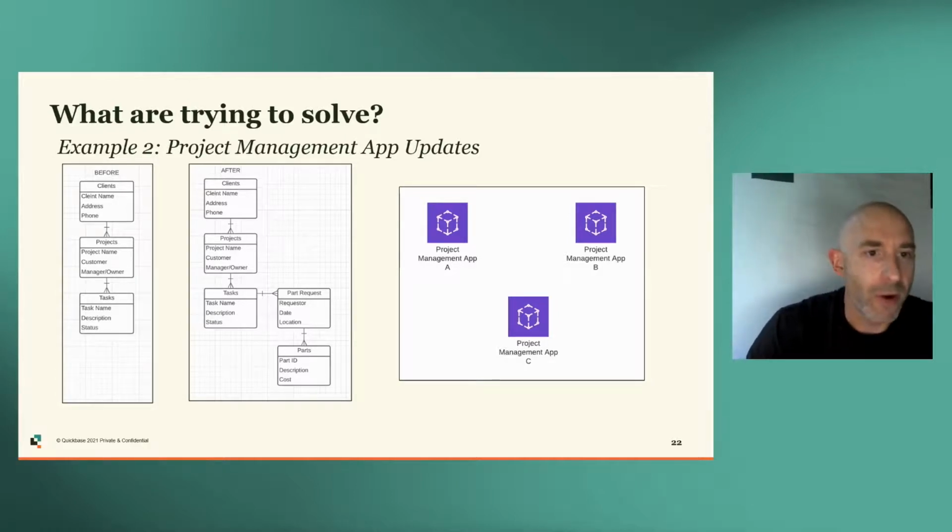And so we've got our schema here off to the left-hand side, and our schema as before is our clients, projects, and tasks tables. What we're looking to add is a module for parts requests. That's going to require 2 new tables, a parts table and a parts request table, and the relationships and fields that are required for those.